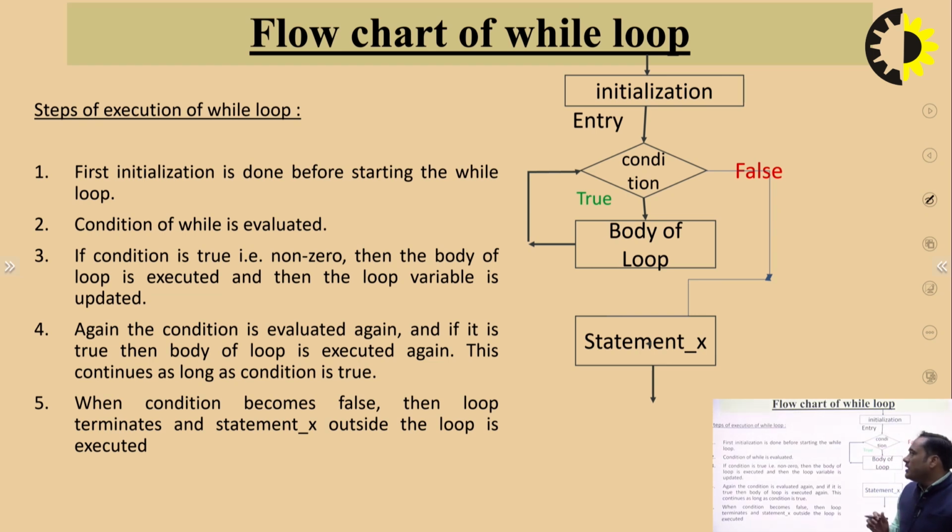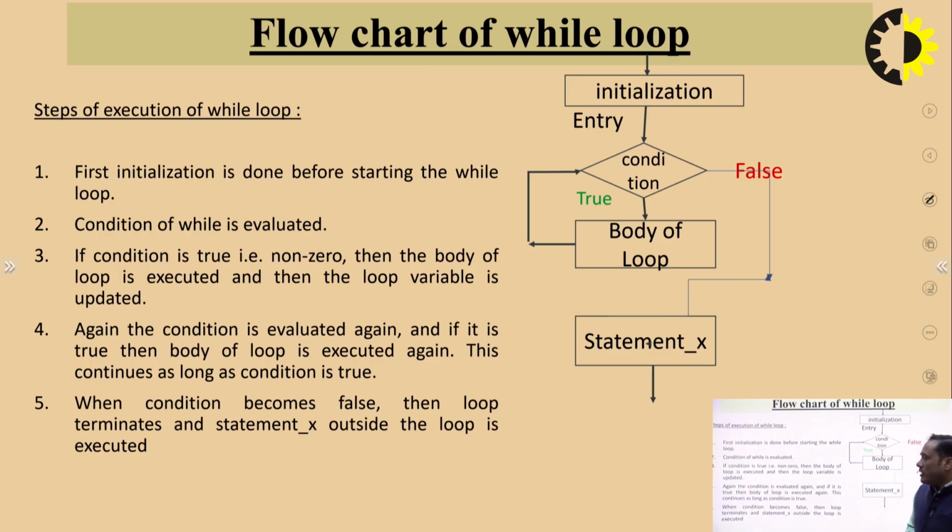And the third part: if the condition is true, that is non-zero, then the body of the loop is executed. When the condition is true, the while loop is working and it will go to check the inner side of the loop. Next point is, again the condition is evaluated, and if it is true, then the body of the loop is executed again. In the second repetition, if the condition is again true, the body of the loop is again executed. In the third part, if the condition is true, then it can again be executed. So it can be repeated one by one while the condition is true.